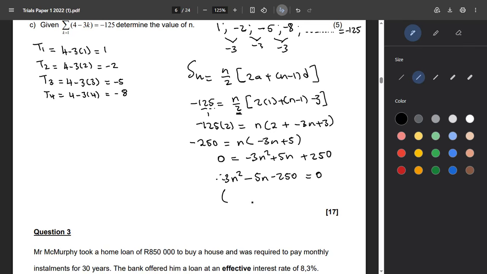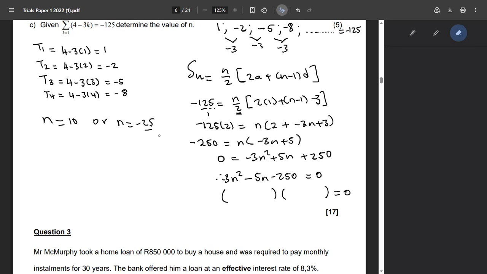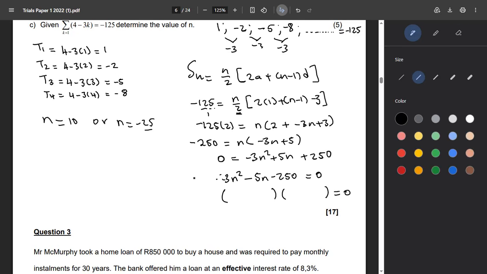If you are struggling to factorize these big numbers, well, I have a solution for you. The best way to do this is to put this on the quadratic equation. When you put it on the quadratic equation, you'll find your n being 10 or your n being minus 25 over 3. Understand? Ladies and gents, why am I saying over 3? I need to teach you something. These are the solutions that you'll get on your quadratic.